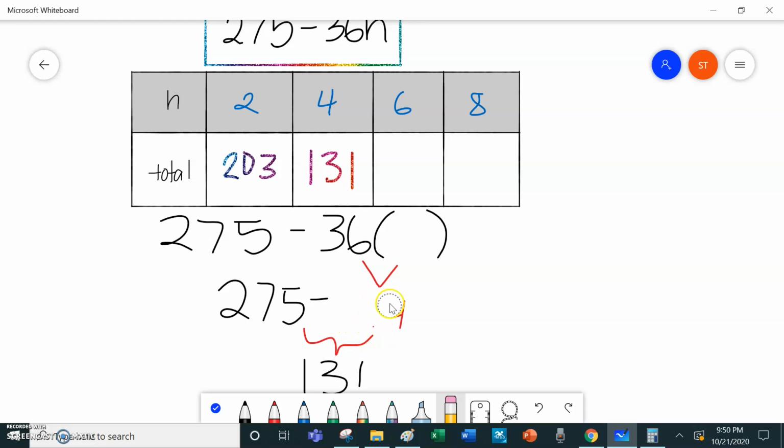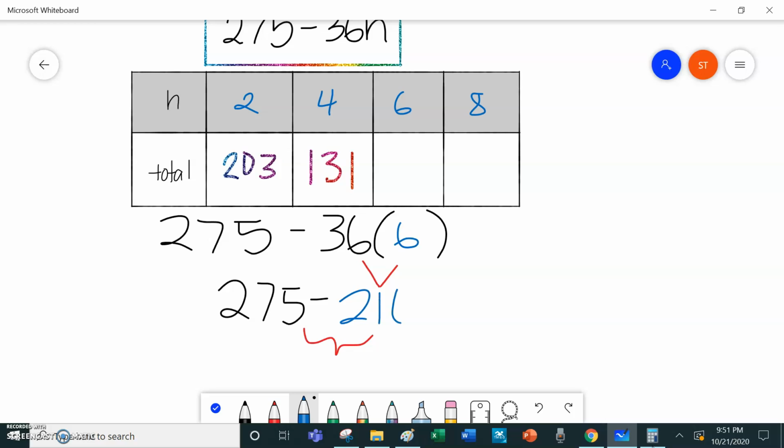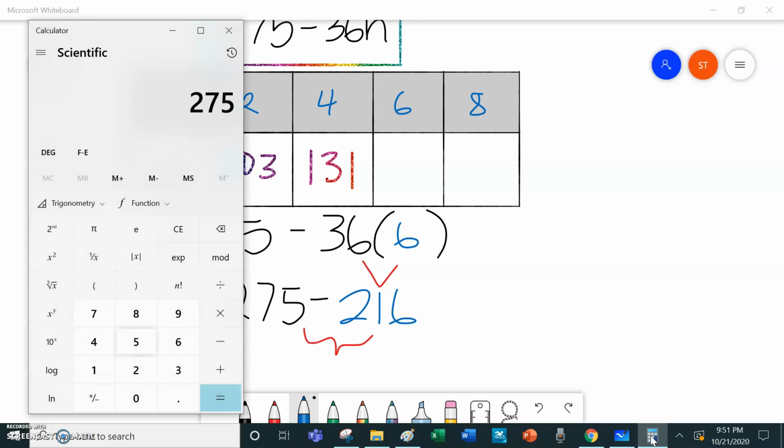Now, I can do the same thing for the input value of 6. And the nice thing about the computer is I can keep my structure, get rid of the pieces that I don't need. So my new input value is 6. Bring my calculator back up. 36 times 6 gives me 216. So I put down 216. 275 minus 216. That gives me 59.